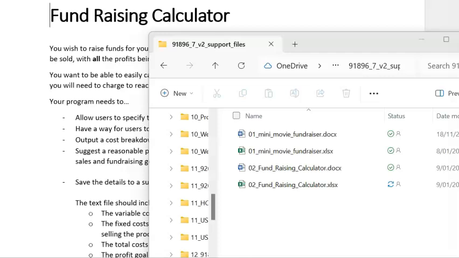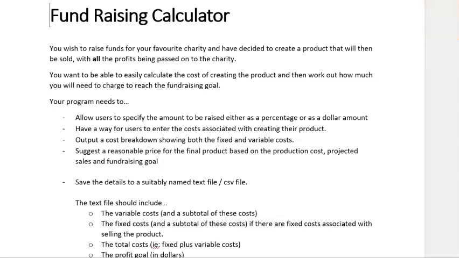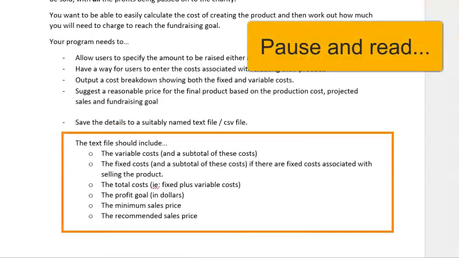Our next project is to make a fundraising calculator. Both the Word and Excel files seen in this video can be found in the support files area. Please either open the Word document from the support files area and have a read of the scenario, or pause this video and read what's on your screen. Please take careful note of what the text file should include.